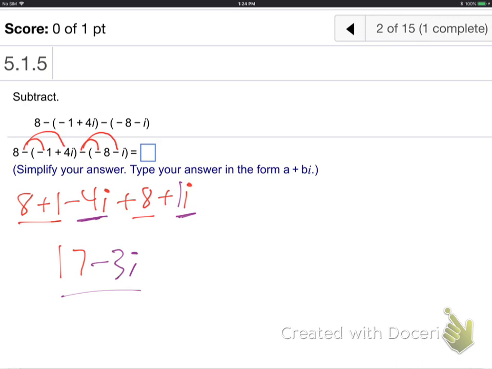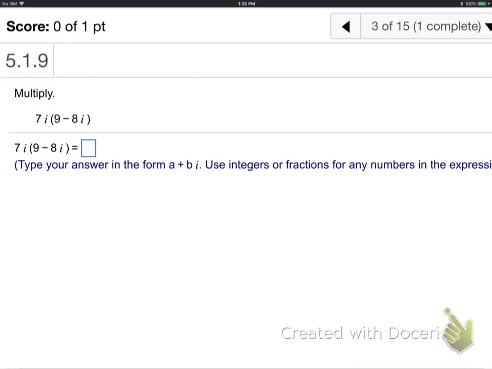All right, next problem. So we just added and subtracted complex numbers. Now we want to multiply them. We're moving along rather quickly. Add, subtract, now we're on to multiply. So how do you multiply two complex numbers? You just distribute, right? It's very natural. So just take that 7i, go boom and boom. Like that. We're going to multiply two complex numbers.